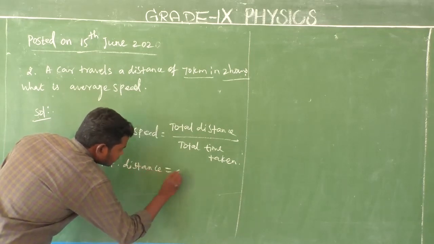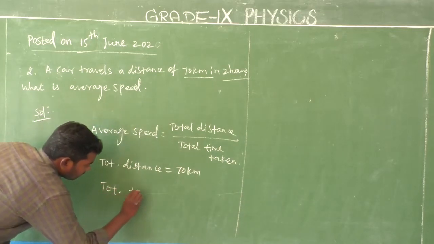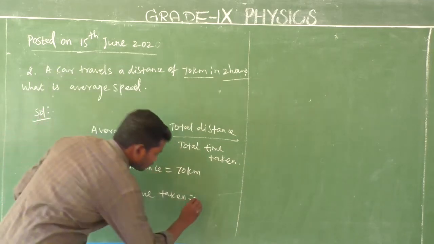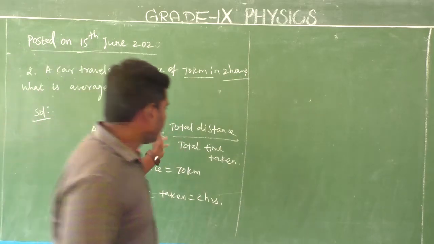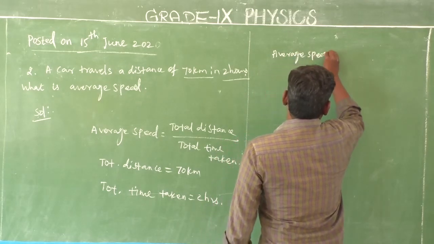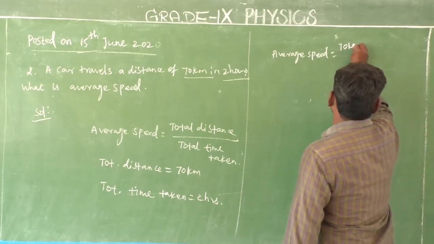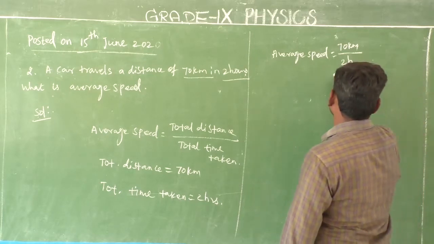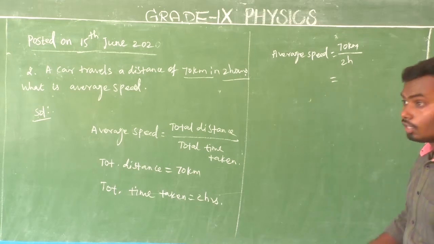Total distance is equal to 70 kilometers. Then total time taken is equal to 2 hours. Is it clear? Yes. You substitute both quantity values in this formula. So average speed is equal to how much? Total distance 70 kilometers divided by total time taken 2 hours. So what is the value here? 70 divided by 2. What is the value? It is equal to 35.